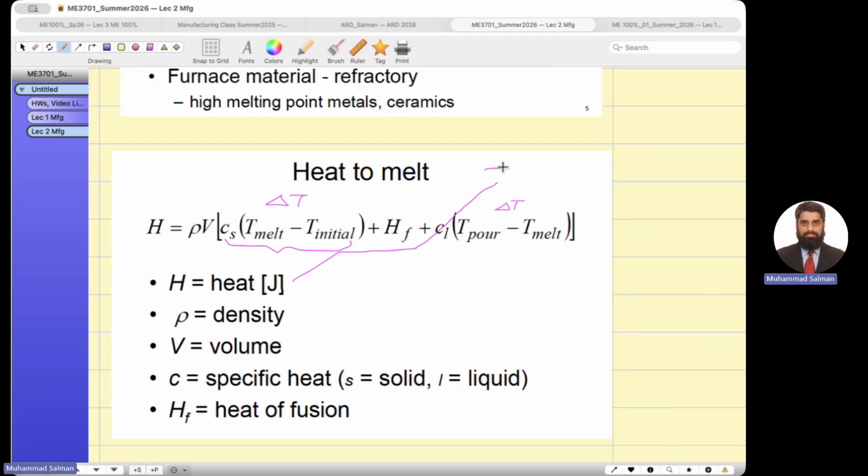So this is T melt. You see my point? T melt. I'm sorry, this is T pour. This is the pouring temperature. This is T melt. And this is the initial temperature. You see all these, we will learn it. When you open this, I will teach you at that time.